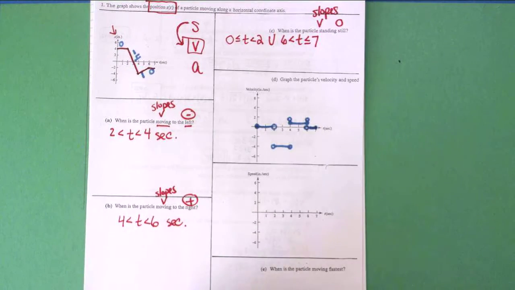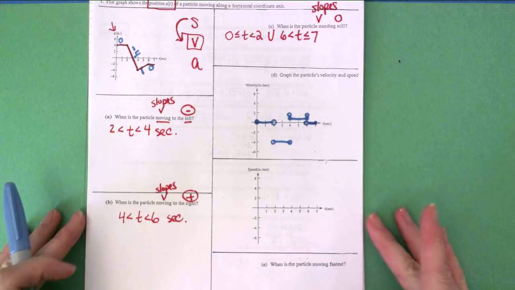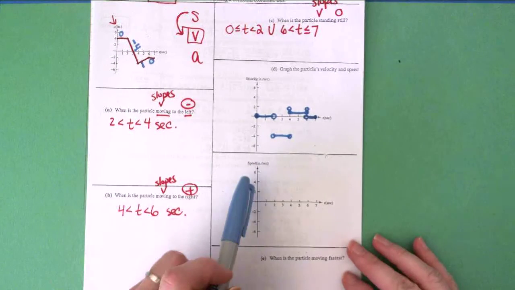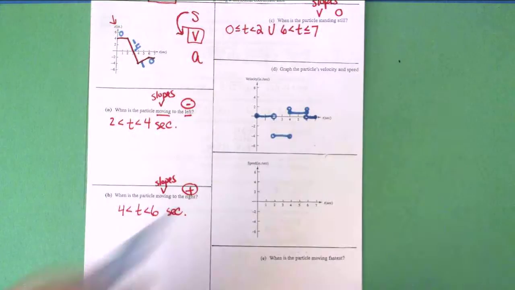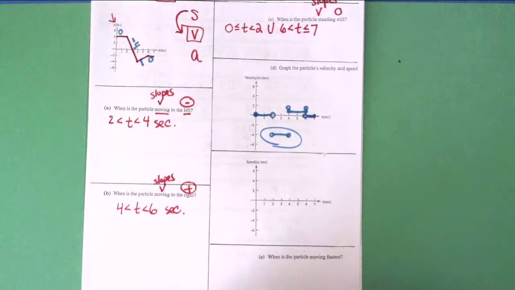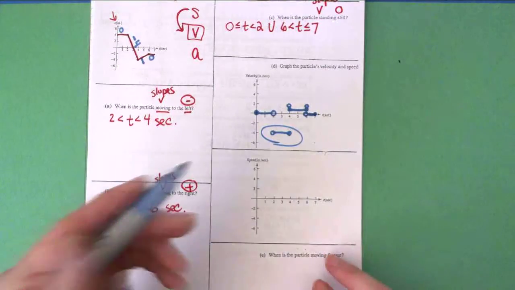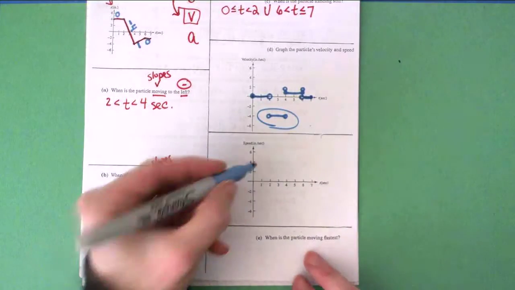Now, to graph speed, all I have to do is copy over velocity and reflect the negative parts up to positive. So that's just going to take this guy and swing him up above the t-axis. So that will look like this. This will stay the same.